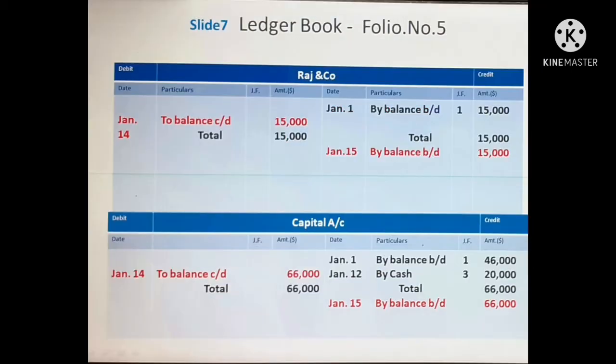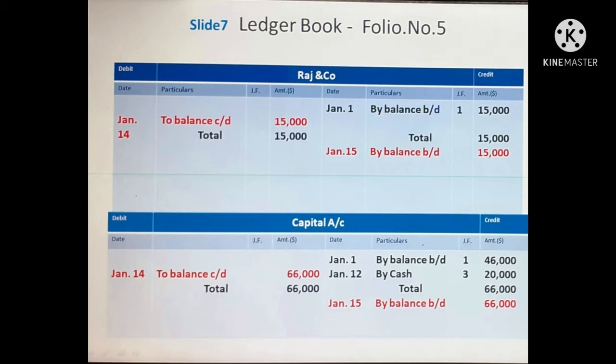Slide 7 is folio number 5 of the ledger book. There is Rajan Company and capital account. Rajan Company, we have no transactions during this period, that is from January 1 to 14. There is an opening balance on the credit side, by balance brought down 15,000. That means Rajan Company is a creditor of the firm; the firm owes money to Rajan Company. No posting, so the same balance comes to balance carried down 15,000, and below the total it is brought down, by balance brought down 15,000. So Rajan Company is our creditor.